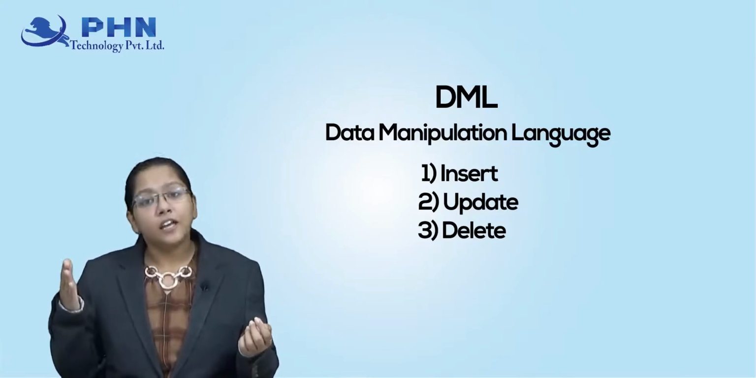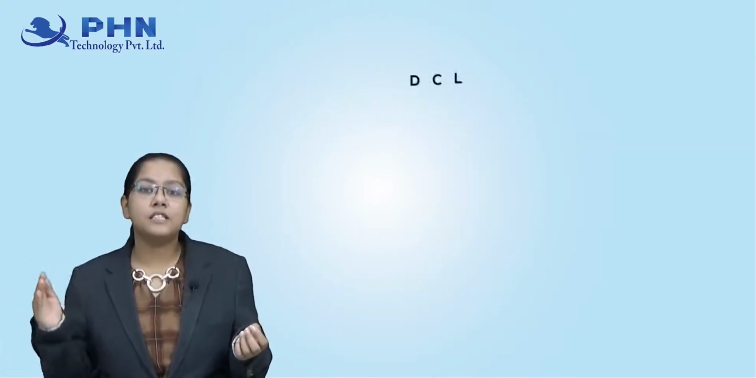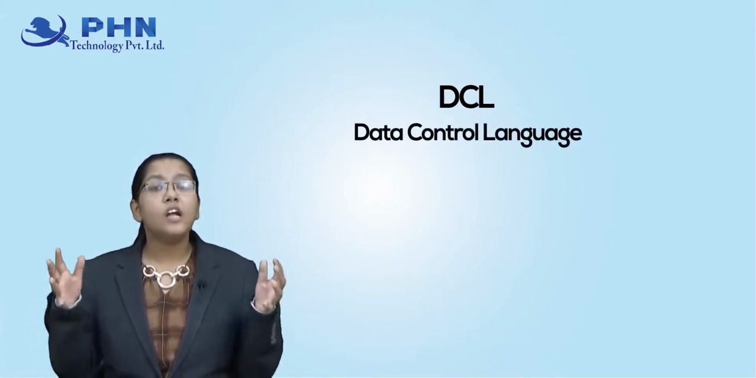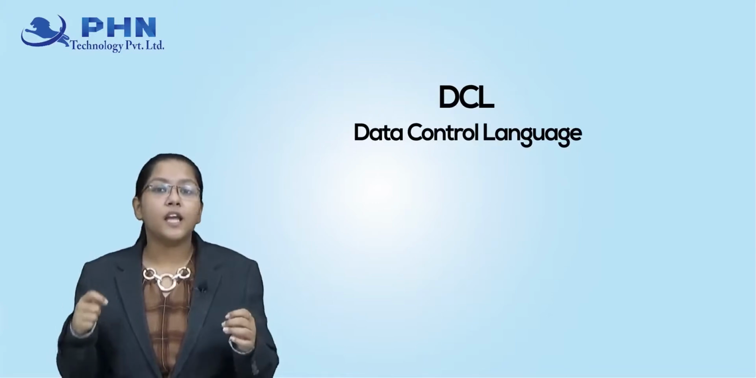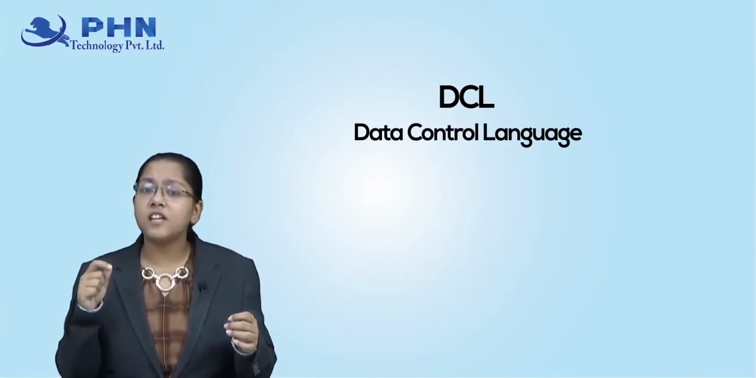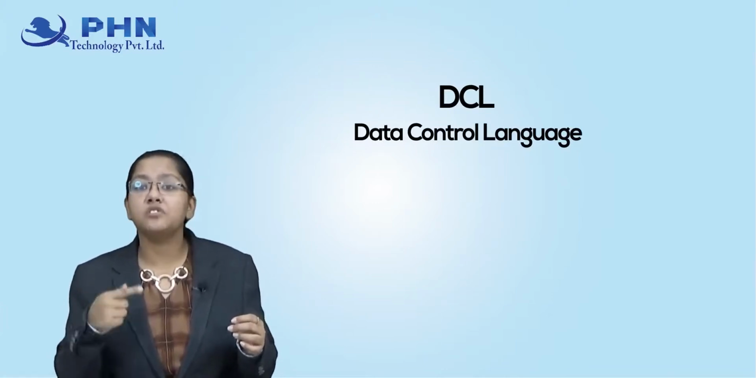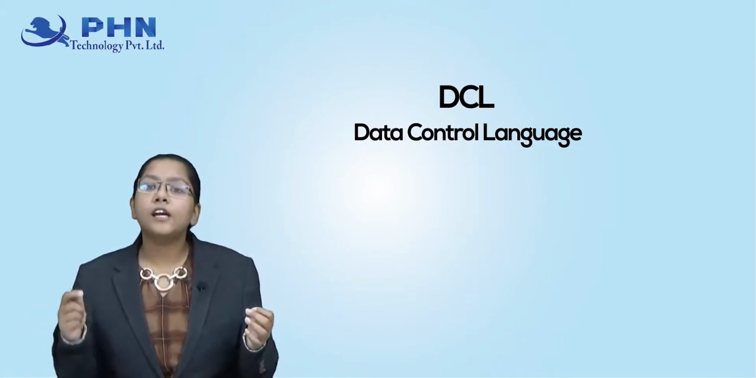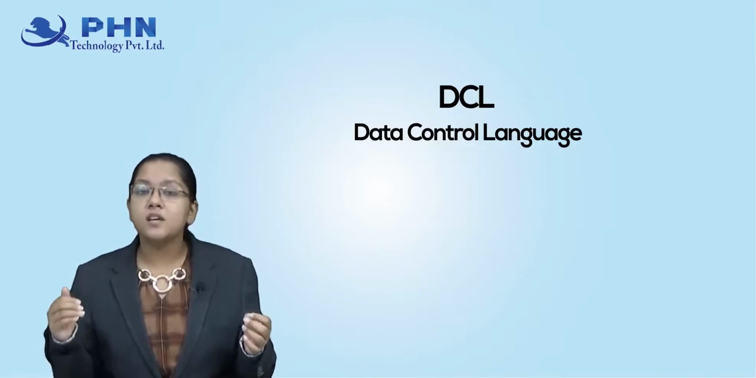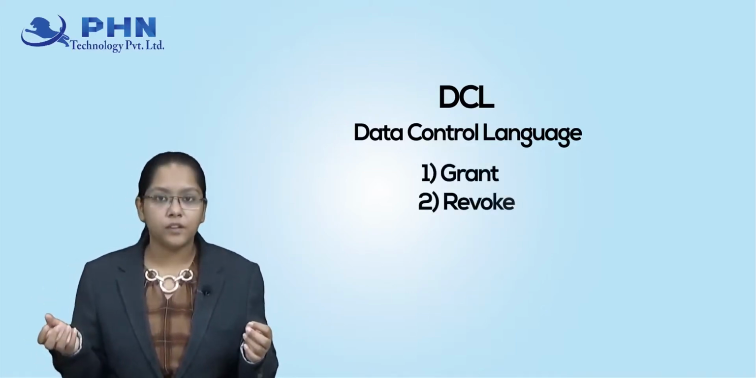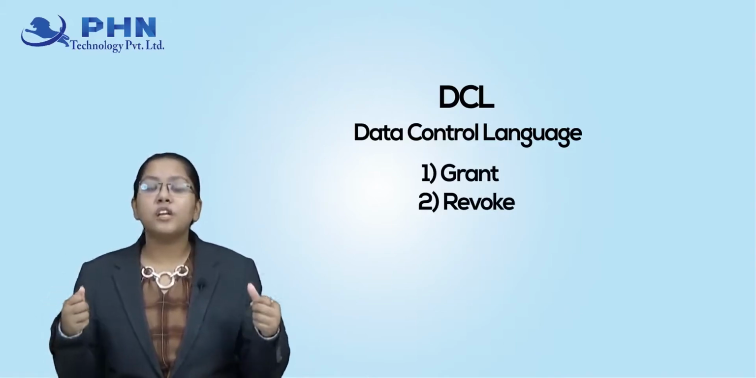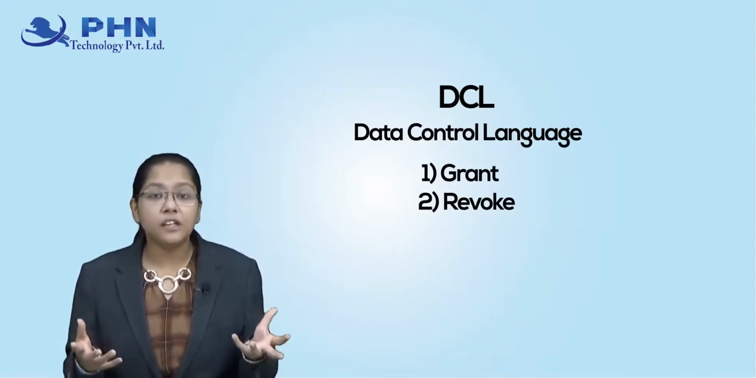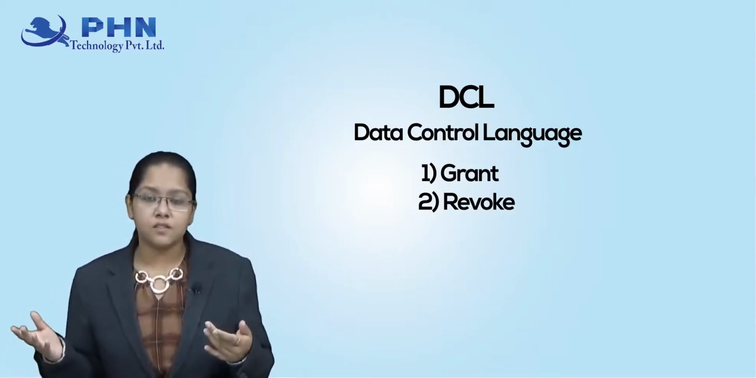Okay. Then again, the third type is DCL, that is data control language commands. Each and every time, the name is such that from the name only you can judge what this is basically used for. Now, in data control, the commands used are grant and revoke. Grant and revoke means what? If you want to give permissions to your tables, to your data, then you have to use DCL commands.